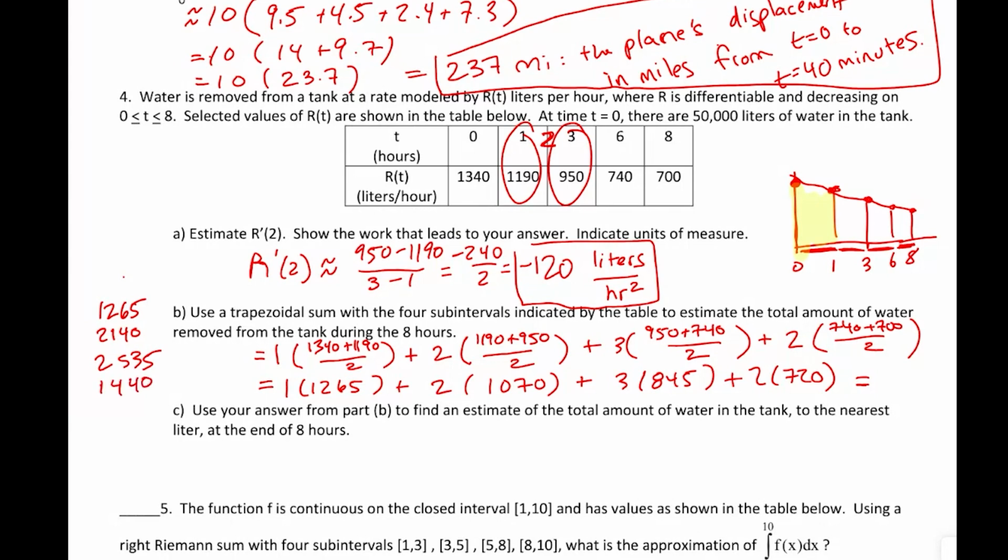All right. So now I just need to add up all those. And y'all, I'm giving up. I'm tapping out here. I'm going to use a calculator for sure. 1265 plus 2140 plus 2535 plus 1440 is 7,380 liters.